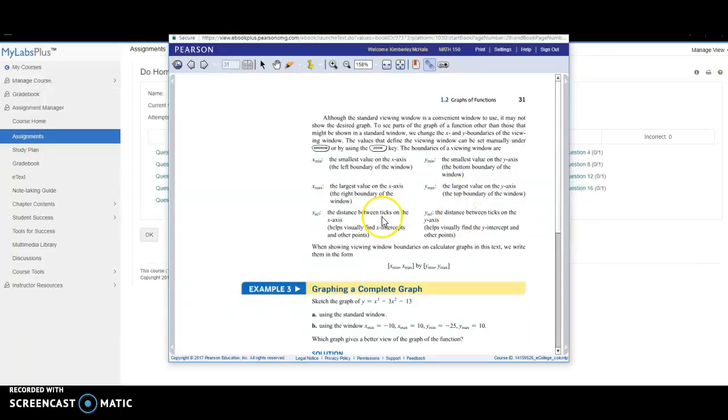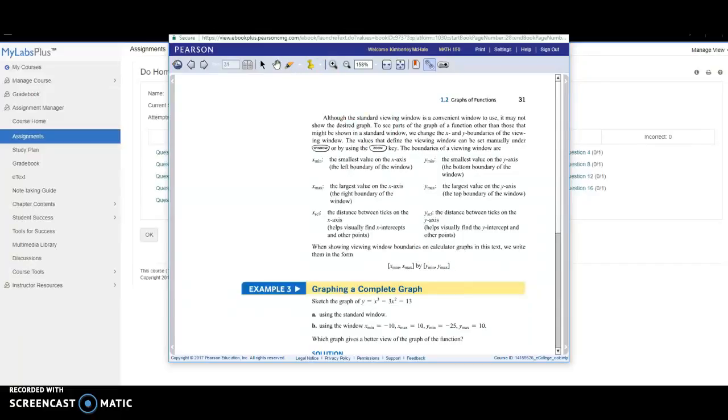Usually that's 1, but sometimes you might want to go by 10 or 100 even. And then this is what it looks like when you're viewing window. Here's the form you'll be asked to write it in, from the lowest x value to the highest x value, to the lowest y value to the highest y value.